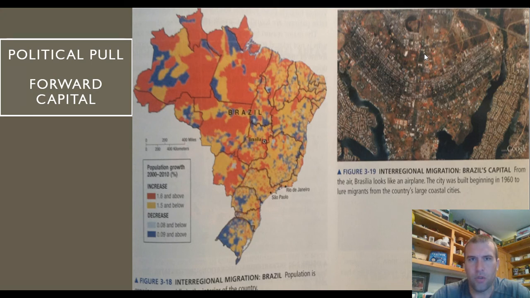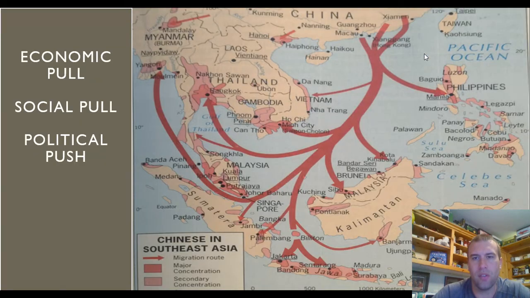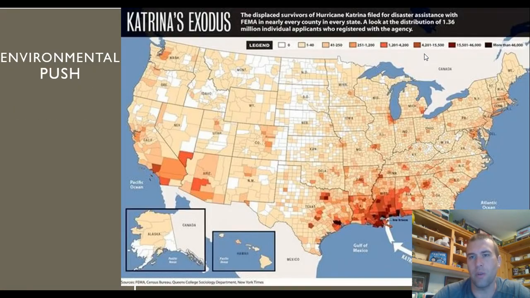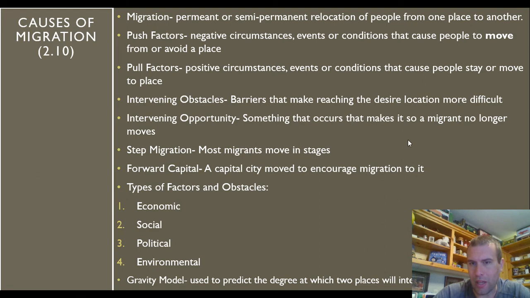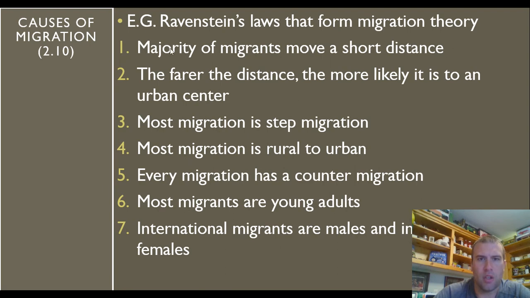Indonesia is doing it, but they're also doing it because Jakarta is below sea level, and as sea levels rise, they want to prevent Jakarta from sinking, so they're moving the capital out of Jakarta. That's the concept of a forward capital. You should know your vocab terms from here for sure, and then you don't need to memorize Ravenstein's laws, but it's just a general theory on how and why people move.